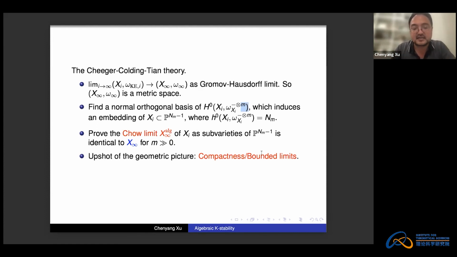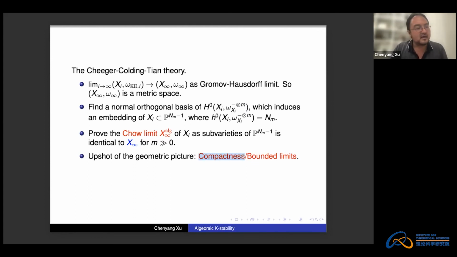So that's what I call boundedness. And another problem is that this sequence indeed has a limit, which also has a Kähler-Einstein or algebraic structure. So it basically also lands in the class of varieties you want to study. So that is compactness.